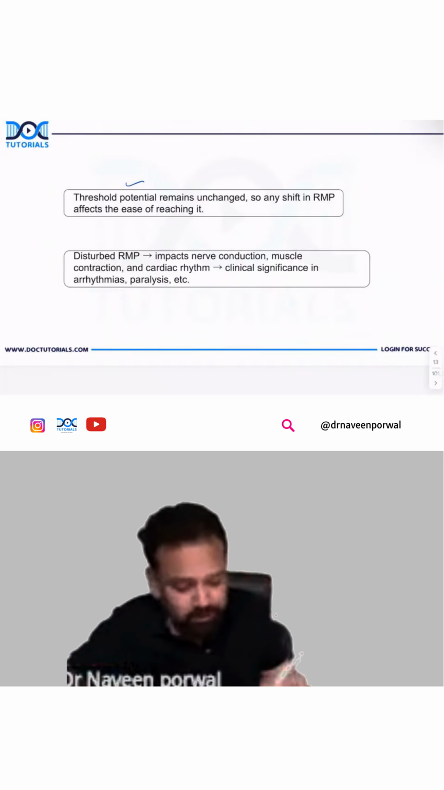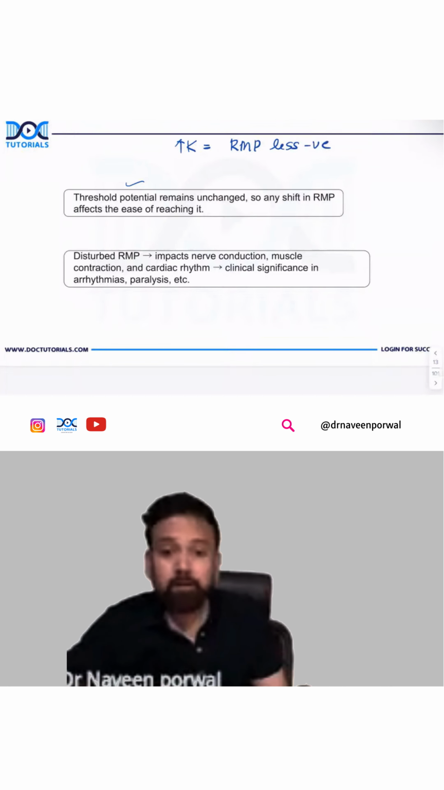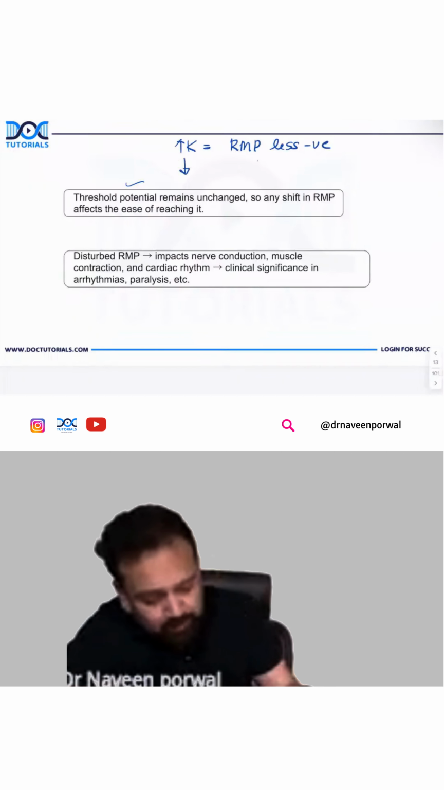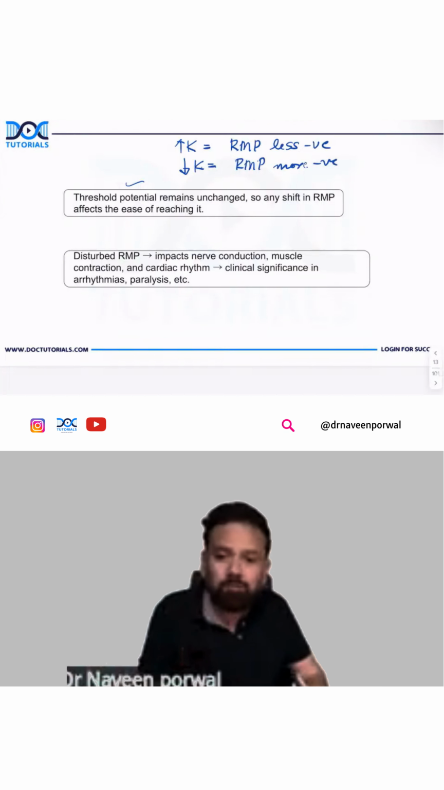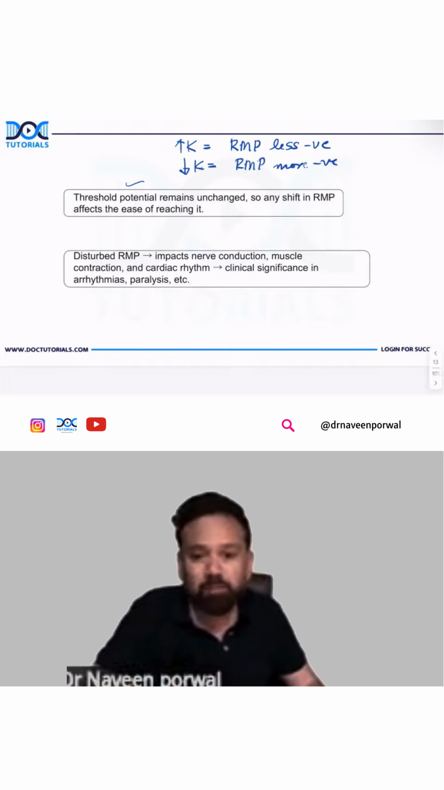So how? Remember, my dear doctor, in hyperkalemia, RMP becomes less negative. In hypokalemia, RMP becomes more negative. This is the crux of why there are ECG differences in hyperkalemia and hypokalemia.